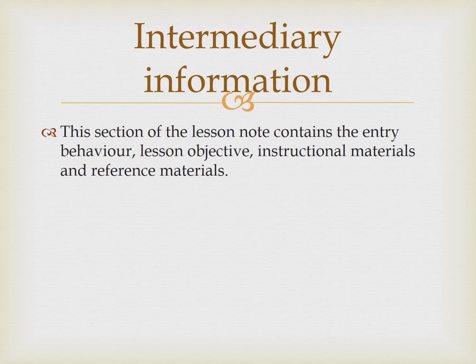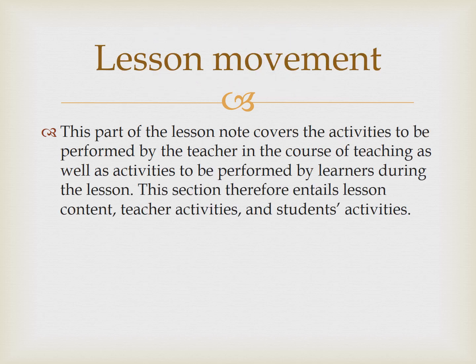The reference material does not have to be only the course book, the textbook used in the class. Every textbook, every material you consulted in preparing that lesson must be listed under reference material. And that is why you have reference one, reference two. If you have three, you can list them. We know how versatile and how well researched your lesson is from your reference material. So the intermediary information section of the lesson note contains the entry behavior, lesson objective, instructional materials. Of course, we come to lesson movement.